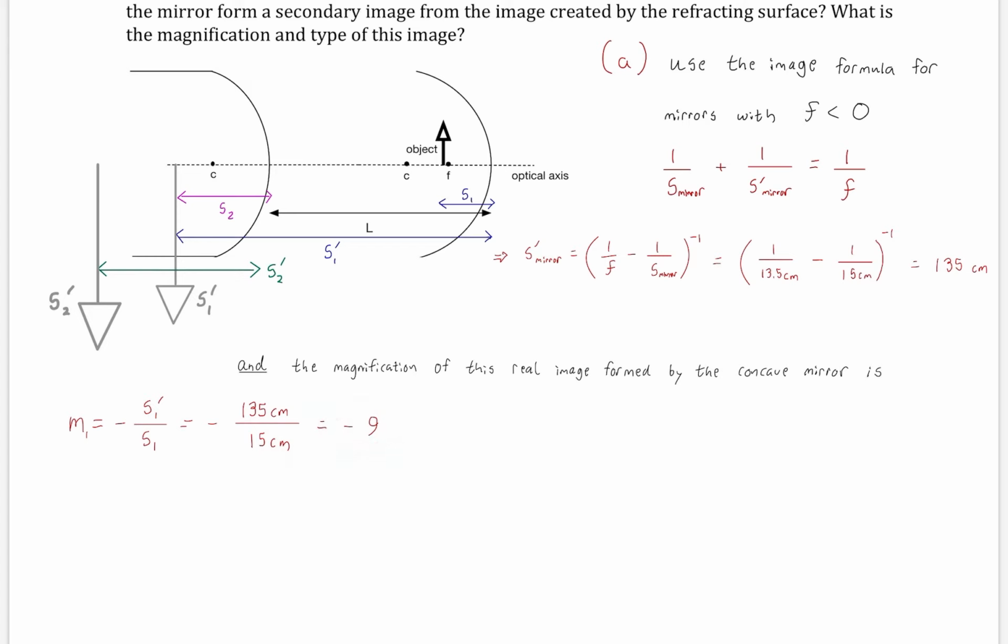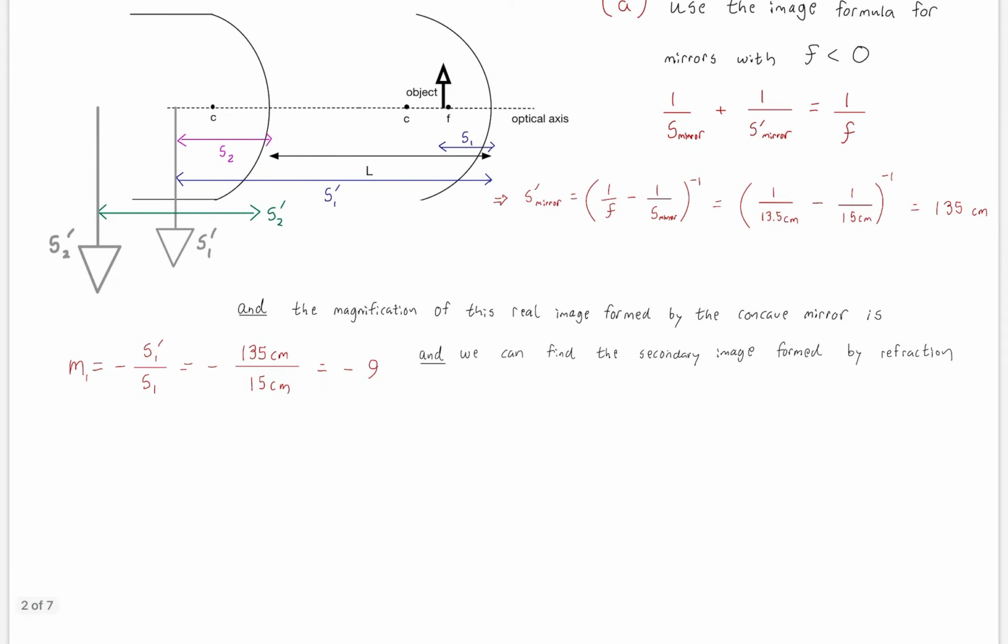So it's 9 times taller and flipped upside down. And now we can find the secondary image formed by refraction. We're all set up and ready to go. All we need to do is just stop thinking of this as an image and start thinking of it as an object. Okay, so we'll go ahead then and use our formula for image formation by refracting surfaces. Now we want to go ahead and solve this for S2 prime.